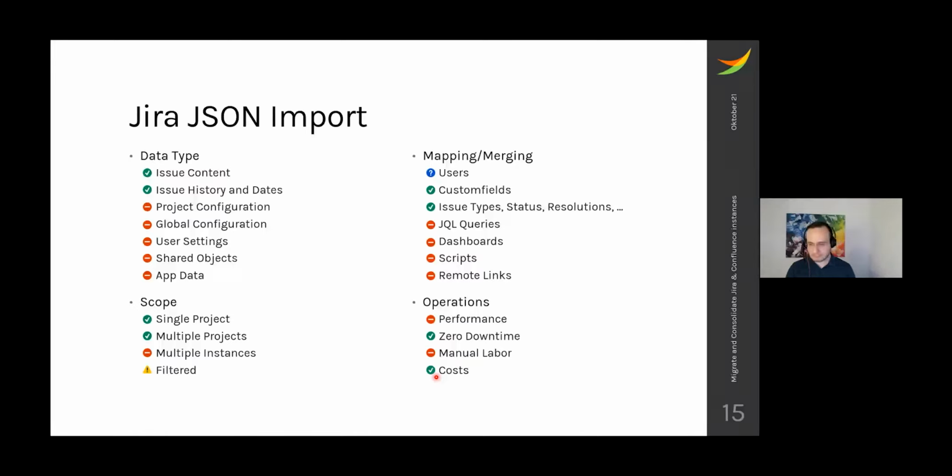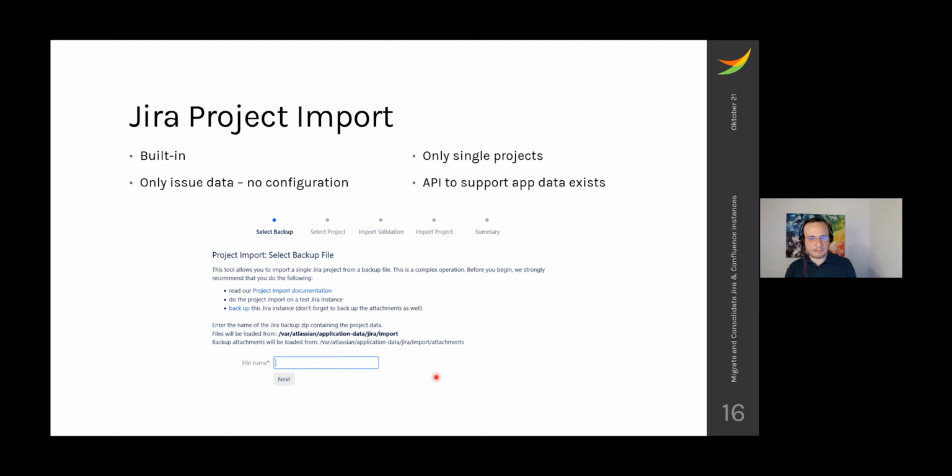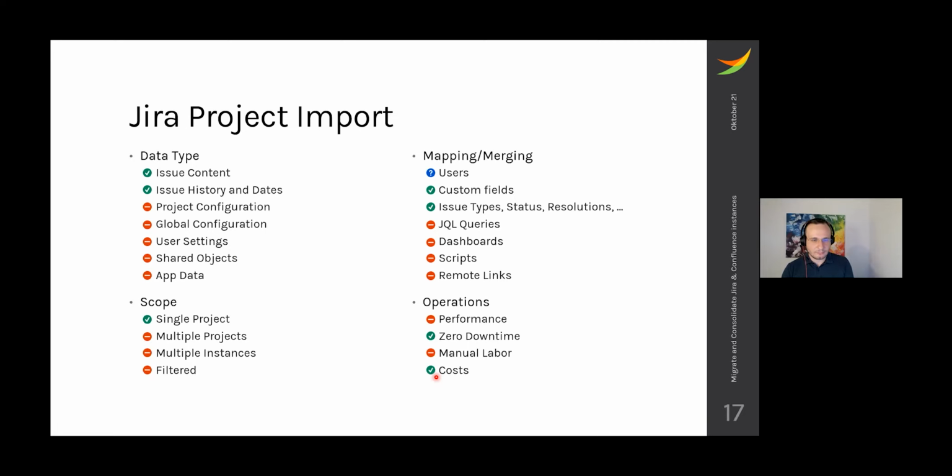Also, the last time I did it, which is a long time ago, it was only a single project at once. This may have changed. And there is theoretically an API that I don't know anyone of that supports it to also migrate some app data in here. So this is very theoretical. Good. So we still have a lot missing here: project configuration, global configuration, app data. Yeah, it's very theoretically possible, but not easy.